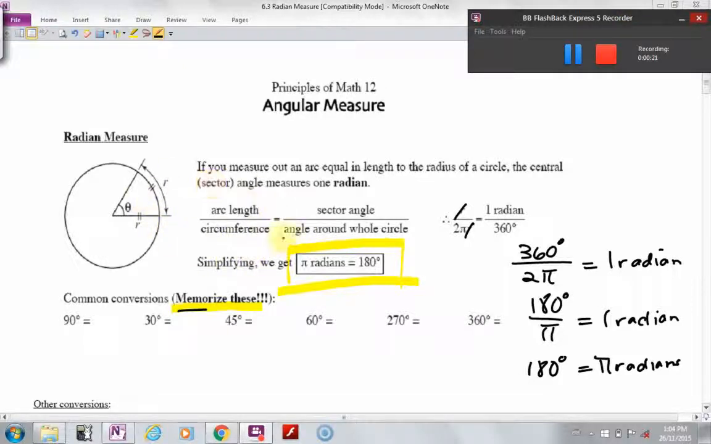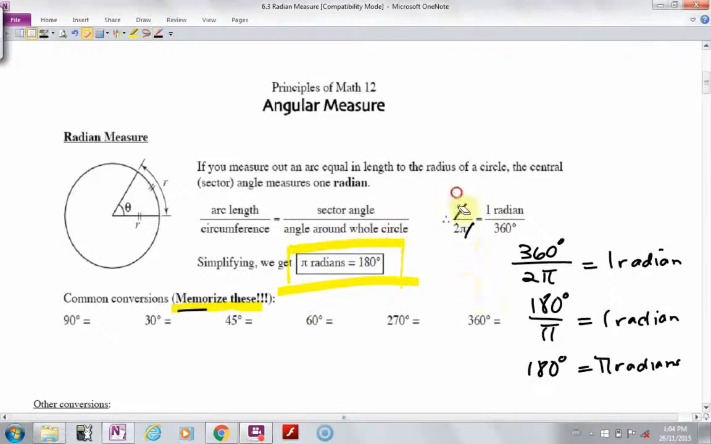So this formula is the formula we were working with yesterday. The ratio of arc length to circumference is the same as the ratio of sector angle to the angle around the whole circle. So the arc length is 1 radius, the circumference is 2 pi r, the angle is 1 radian, all the way around the circle is 360 degrees, and if we simplify that, we get pi radians equals 180 degrees.